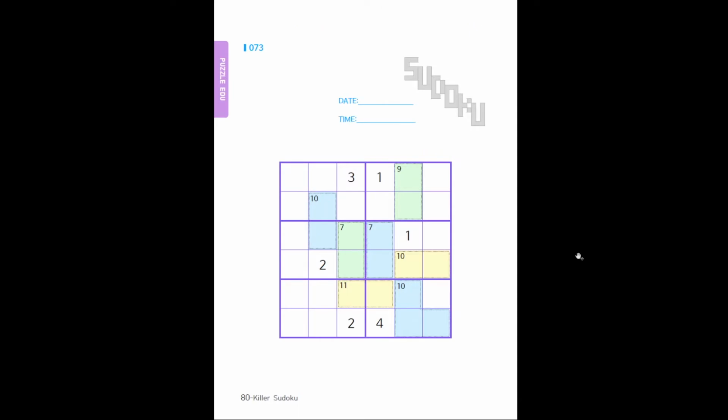Now, if you don't yet feel comfortable with Killer Sudoku, don't worry because I'll be solving workbook example 73 from the very beginning. If you haven't done so already, I encourage you to pause the video and try it yourself first, and then come back if you get stuck or if you want to know how I solve these problems.